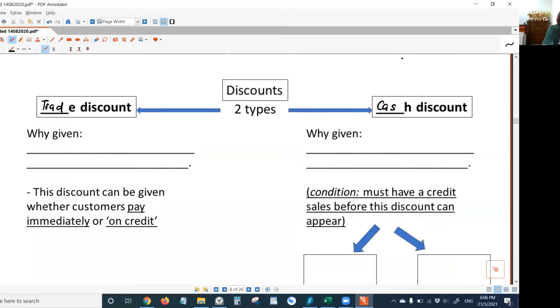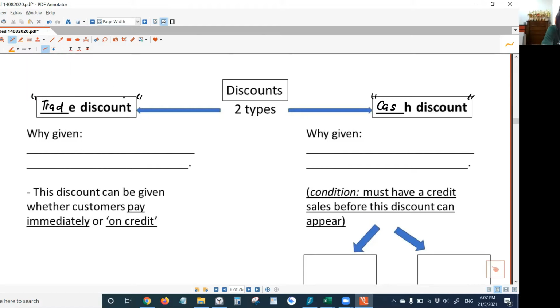Even though you see the word cash in the term cash discount, it has nothing to do with cash at all. Later, I'll tell you what it means. These are just the names of these two types of discounts, trade discount and cash discount. So continue to write.